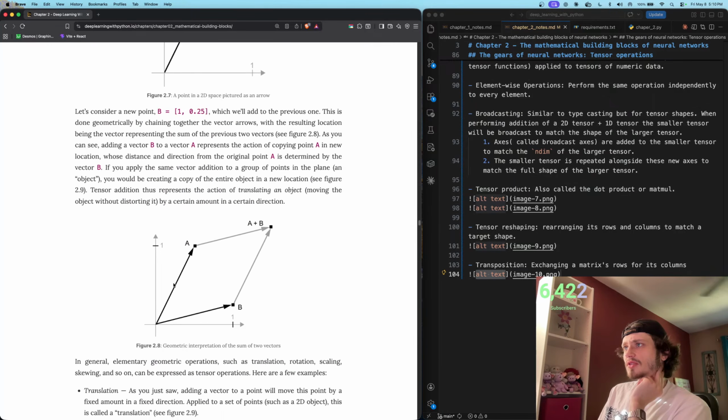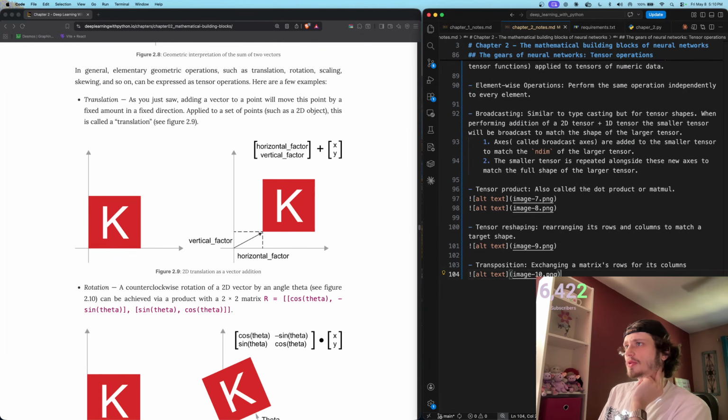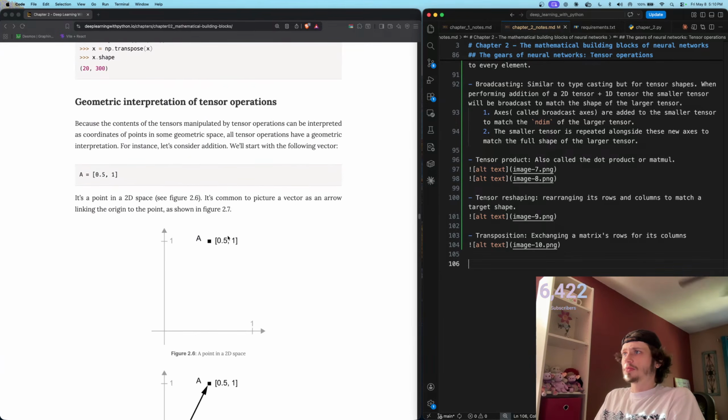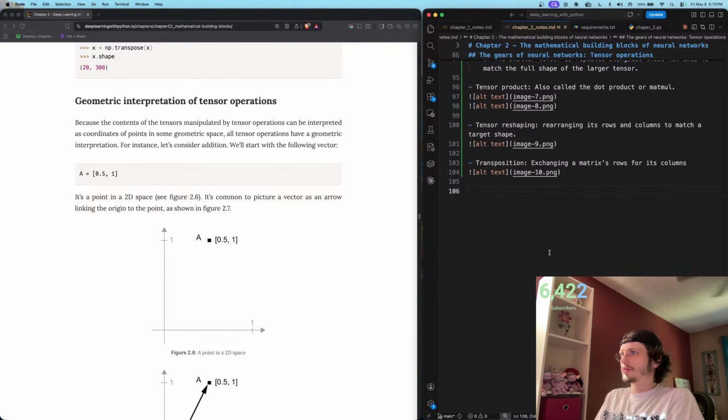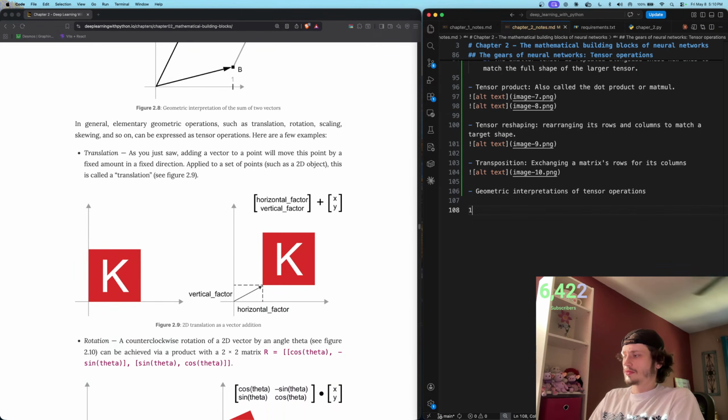And if you add two tensors together, right? So then we had these types of geometric operations. So these are called geometric interpretations of tensor operations. So translation, right? Let me go back to my notes from before, where there was a pretty good breakdown.